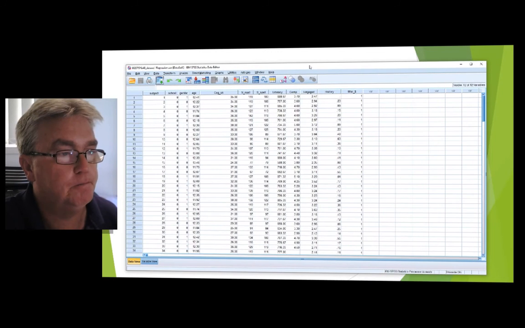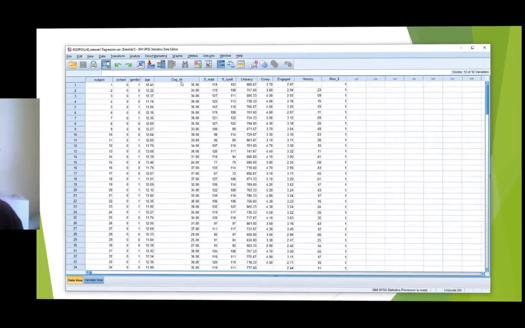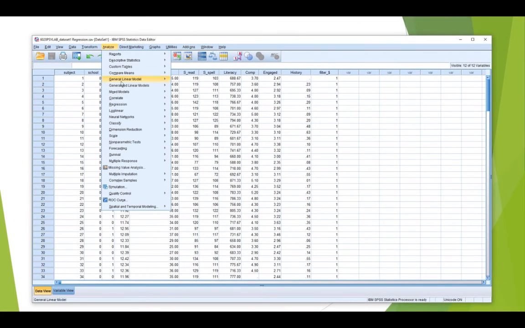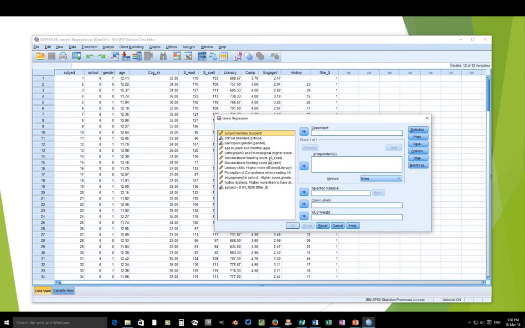Okay, so let's grab SPSS and perform that multiple regression analysis. Here's our old mate SPSS. So we are going to go to regression, linear. Okay, and our DV is literacy skills, IVs are spelling, reading, engagement, and cognitive skills, also known as orthographic and phonological skills.